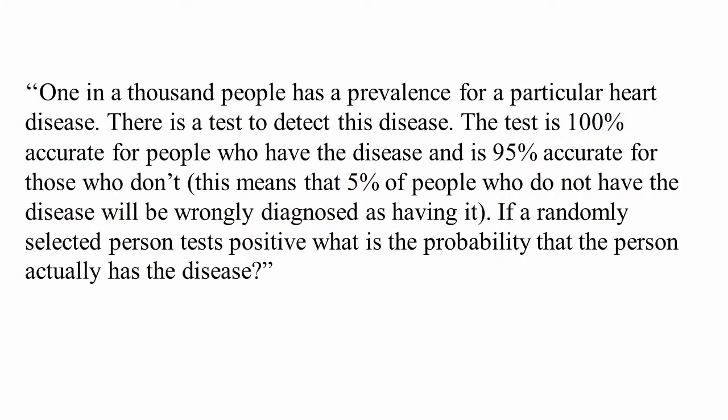1 in 1,000 people has a prevalence for a particular heart disease. There is a test to detect this disease. The test is 100% accurate for people who have the disease and is 95% accurate for those who don't. This means that 5% of people who do not have the disease will be wrongly diagnosed as having it. If a randomly selected person tests positive, what is the probability that the person actually has the disease?